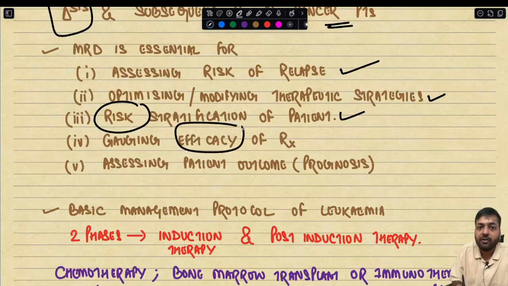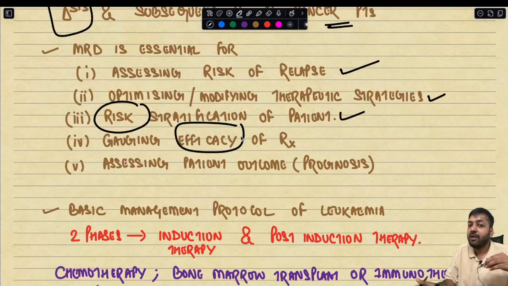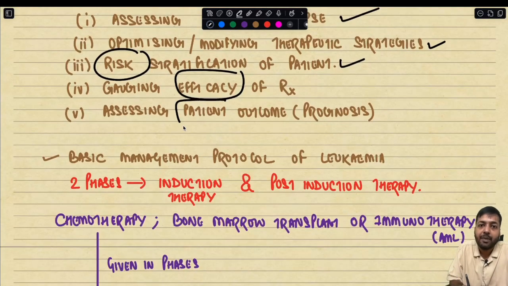Gauging efficacy of the therapy. Suppose a new treatment has come into the picture for acute leukemia, and I have introduced that new treatment in a subset of patients after taking their consent. After giving the treatment, how am I going to see whether the treatment is working nicely or not? After the remission of symptoms, I will go for MRD. If it is MRD positive, that means the treatment did not work. If it is MRD negative, that means the treatment worked. So MRD is essential for gauging or measuring efficacy of treatment and also to assess the patient outcome.